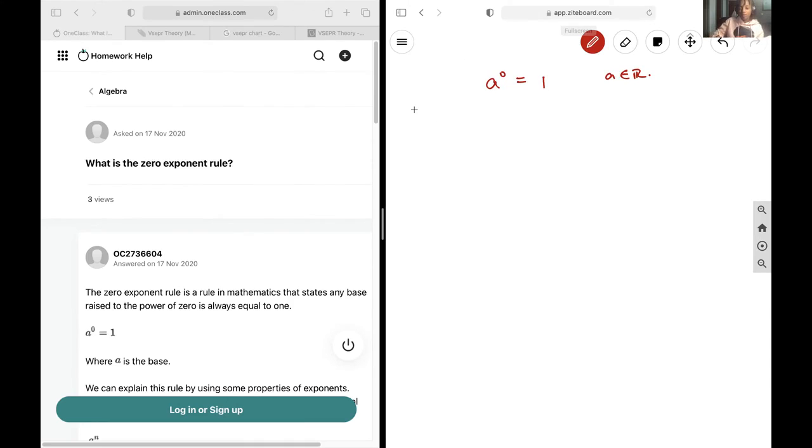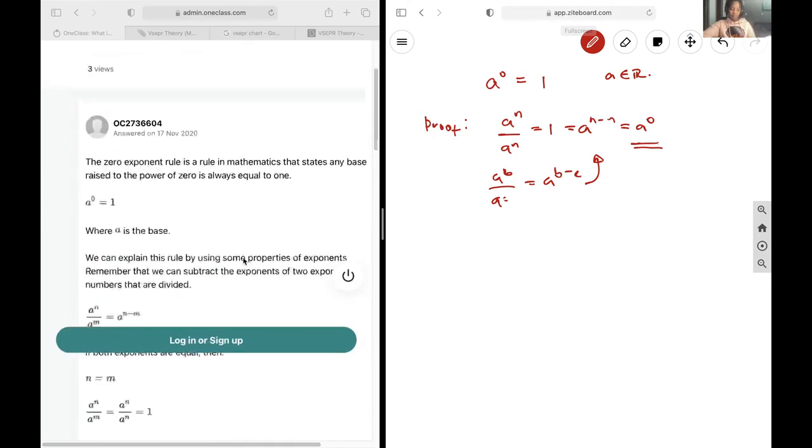And the reasoning for this is because a to the power of n, where n is also a real number, over a to the power of n is going to be 1. And because of the rule a to the power of b over a to the power of c is equal to a to the power of b minus c, we're just going to apply that here, and we get a to the power of n minus n, and n minus n is going to give us 0. And that's it for this question.